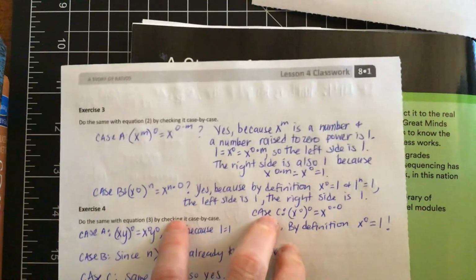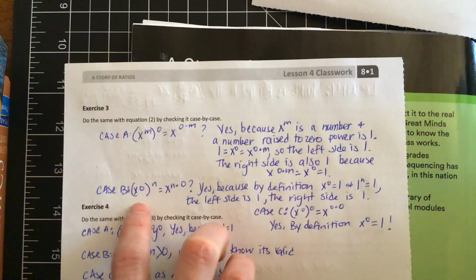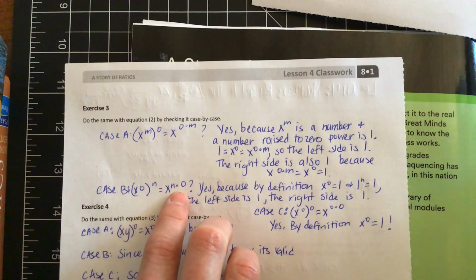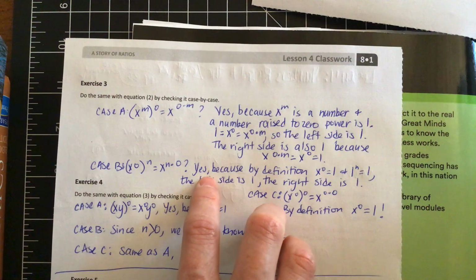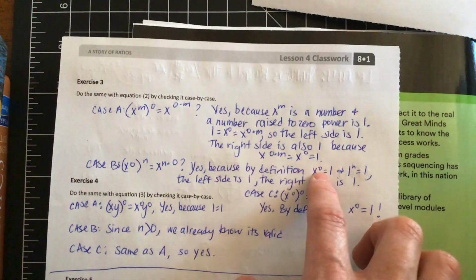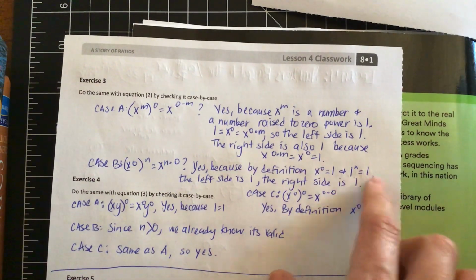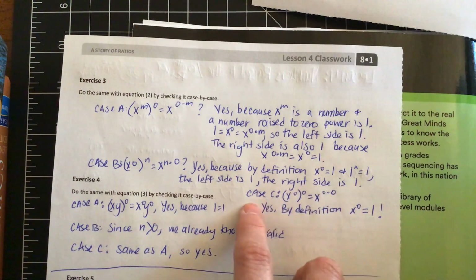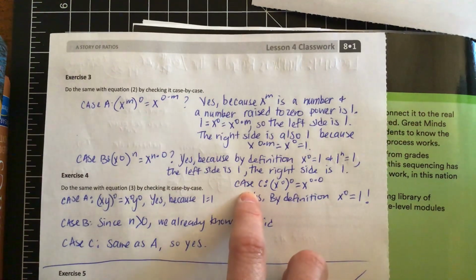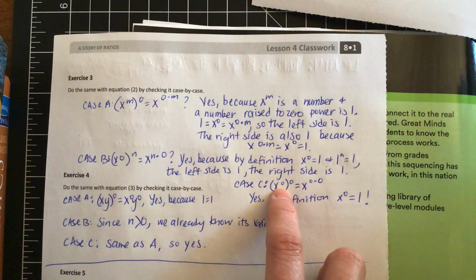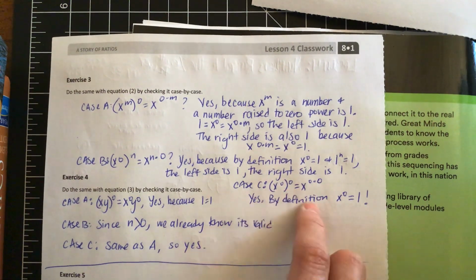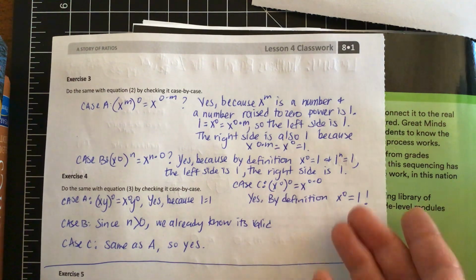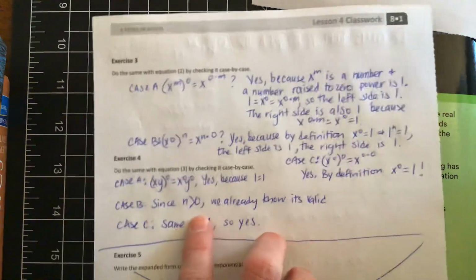Case B is x to the 0 raised to the n equals x to the n times 0. And saying yes, because by definition x to 0 is 1, and 1 to the n is 1. The left side's 1, the right side's 1. So that works. And case C, I'm just replacing m and n with 0, if you recall. So we're seeing if this works, and yes, by definition, if you have anything to 0 power that's 1, it's going to be 1 equals 1.